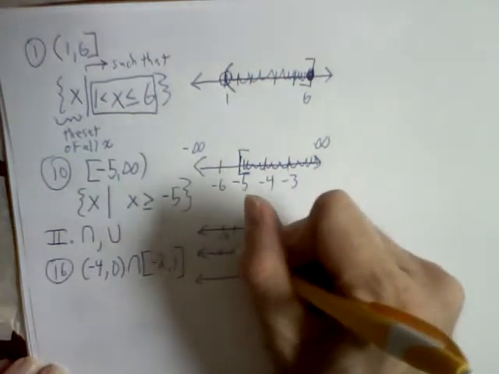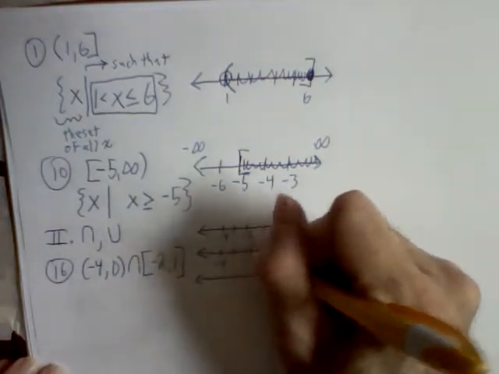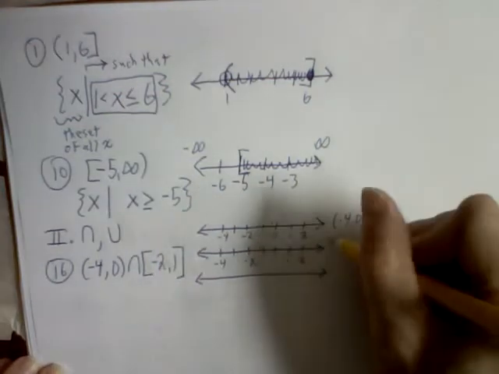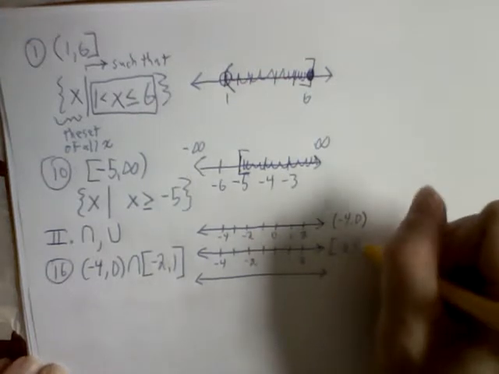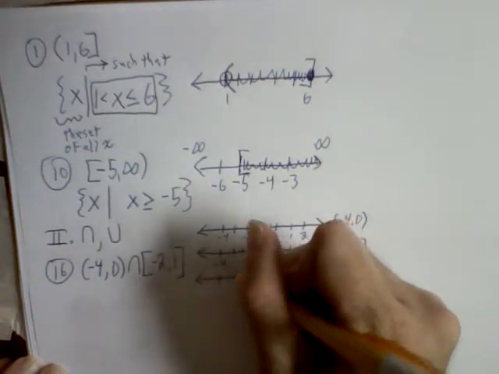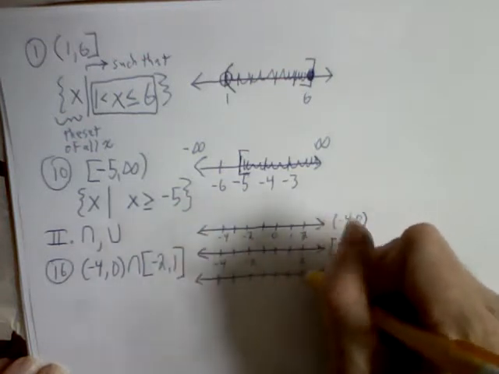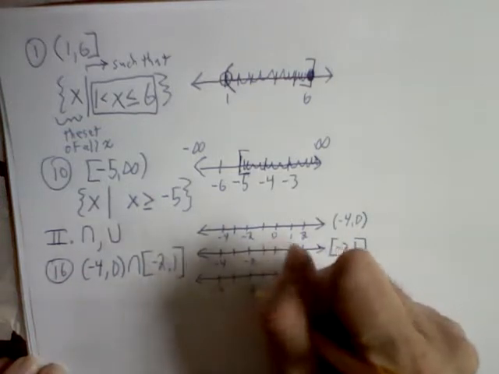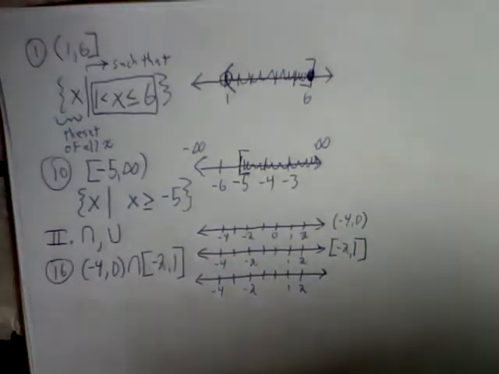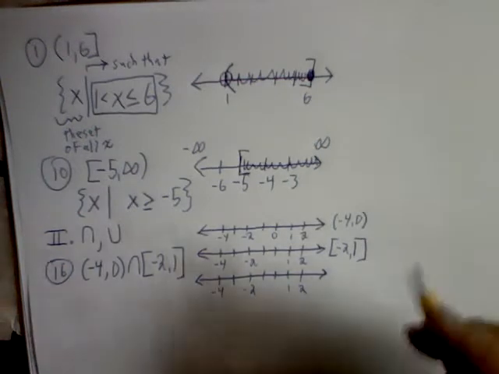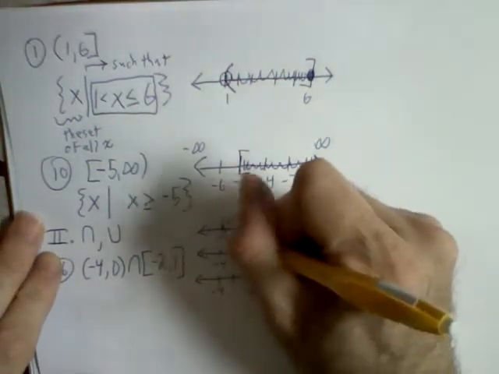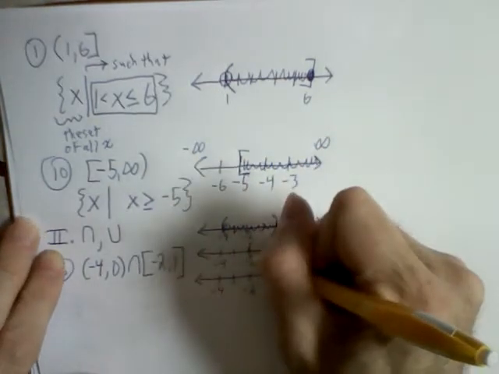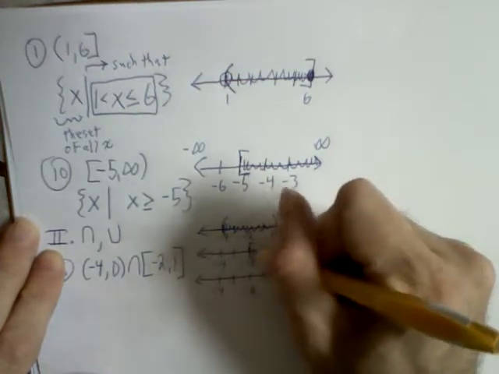Okay, and I want the same alignment down here, -4, -3, -2, -1, 0, 1, 2. Okay, so this will be -2 to 1. And then I end up here at this number line. Okay, whatever that's going to be. Okay, so -4 to 0, use open parentheses. -2 to 1, it's right here.